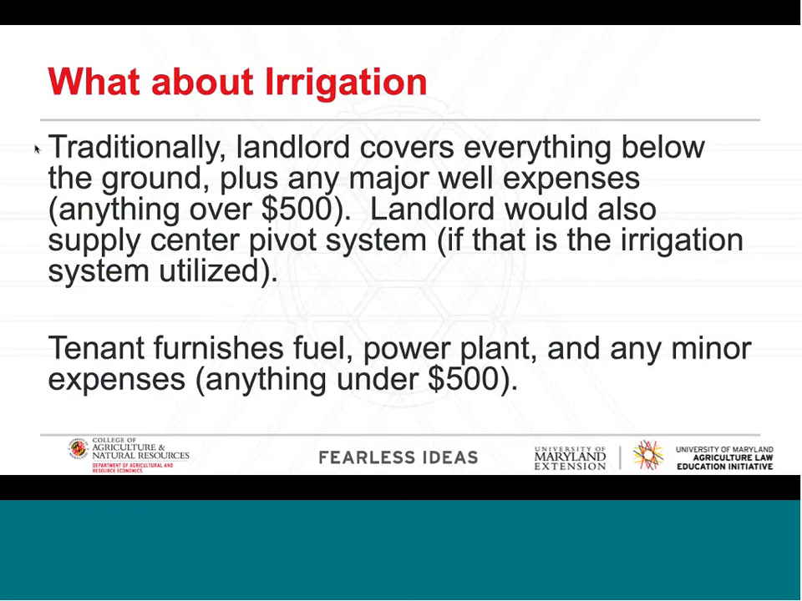Oh yeah, slide's in the wrong spot for some reason. Traditionally, we look at this, the landlord will typically cover everything below the ground plus any major expenses with the well, up to $500. Landlord would also supply a center pivot system if that's the type of irrigation, mainly because that potentially would be the one that's supposed to stay there if you give up the property. Tenant typically furnishes fuel, power plant, and any minor expenses. So my earlier comment on the pump, please forget, it typically would potentially fall on the tenant.